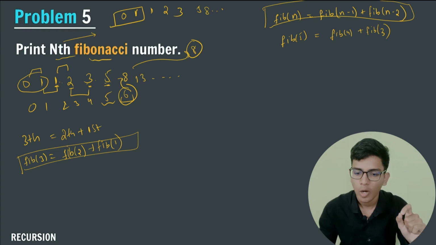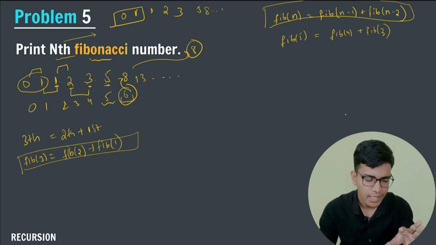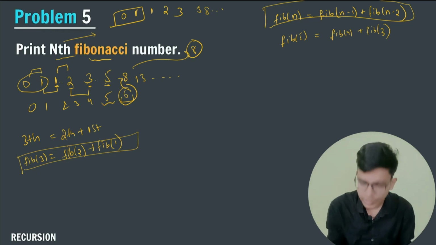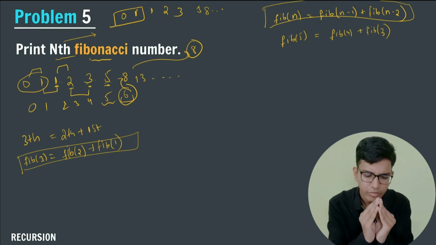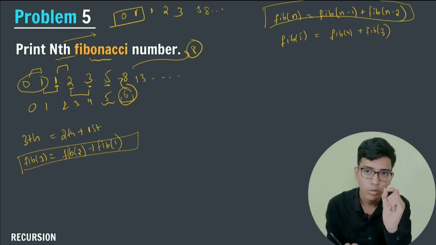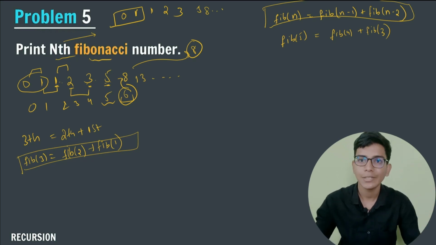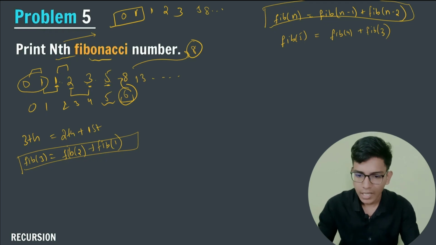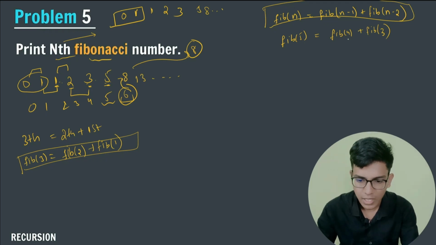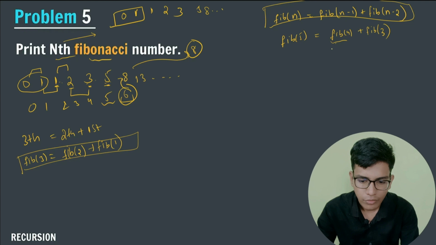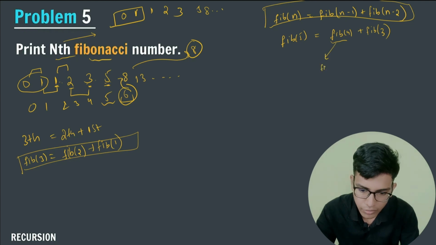Let us consider that I am calling Fibonacci of 5. I need to calculate the Fibonacci of the fifth term. To calculate it, I need the fourth term and the third term. If I know the fourth and third terms, I can simply calculate the fifth term. So Fibonacci of 5 is equal to Fibonacci of 4 plus Fibonacci of 3. What is Fibonacci of the fourth term? It is Fibonacci of third term plus Fibonacci of second term.